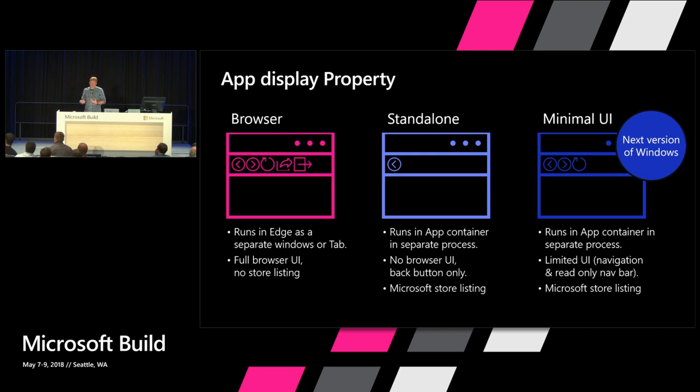Now, what we're working on for future versions of Windows, and our goal is for the next one, is to introduce other ones like minimal UI and full screen. So minimal UI will give us a little bit of additional UI so that a user can have a little bit more context for your application. We've heard from developers that there's some cases where they specifically want to show the URL. We understand that the URL is often important to web apps. So we'll have an option that can show you that URL.